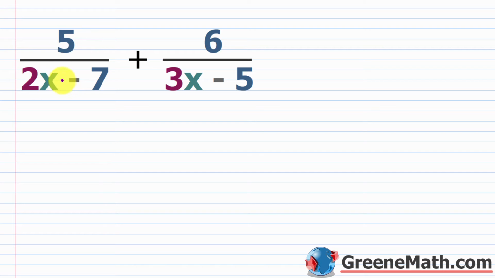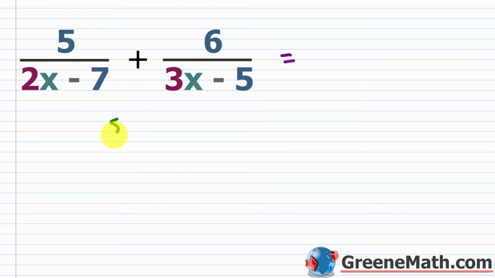So we have 5 over 2x minus 7 plus 6 over 3x minus 5. For this one, let's go a little bit quicker. For the LCD, we know in this case, 2x minus 7 can't factor that. 3x minus 5 can't factor that. Nothing's in common. So it's going to be the product of the two denominators.